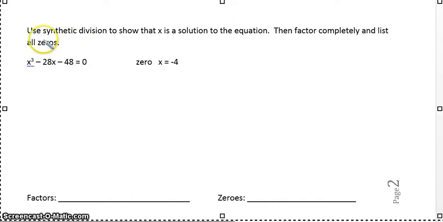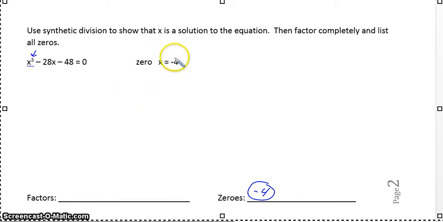Alright, our last problem for the notes says to use synthetic division to show that x is a solution to the equation. They already give me a 0, so I'm just going to put that on my line already because I know that's going to be an answer. I should have 3 answers altogether because I've got a degree 3 polynomial, which hopefully means I should have 3 factors as well. So I want to factor and find all the zeros of this polynomial.